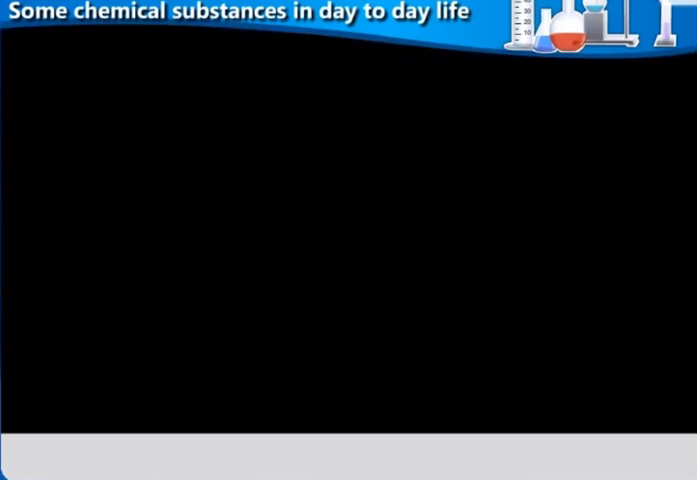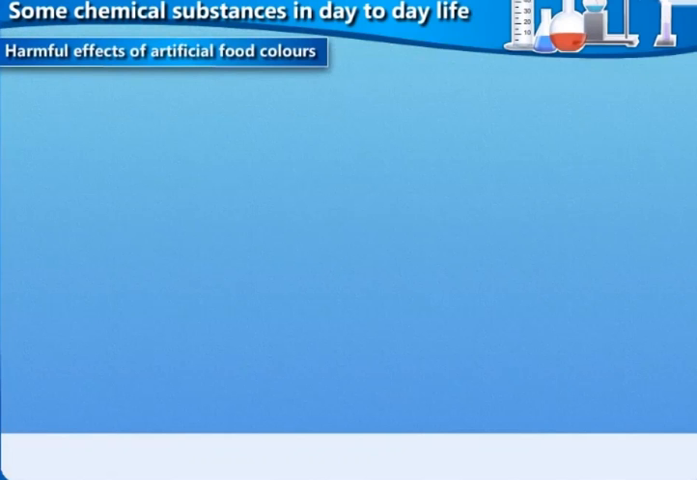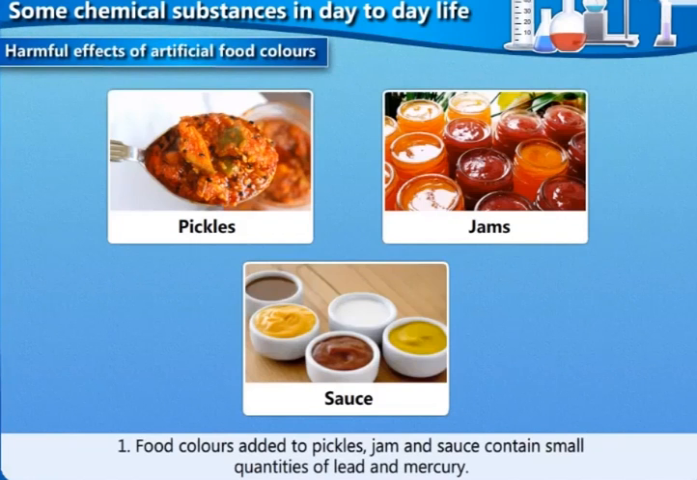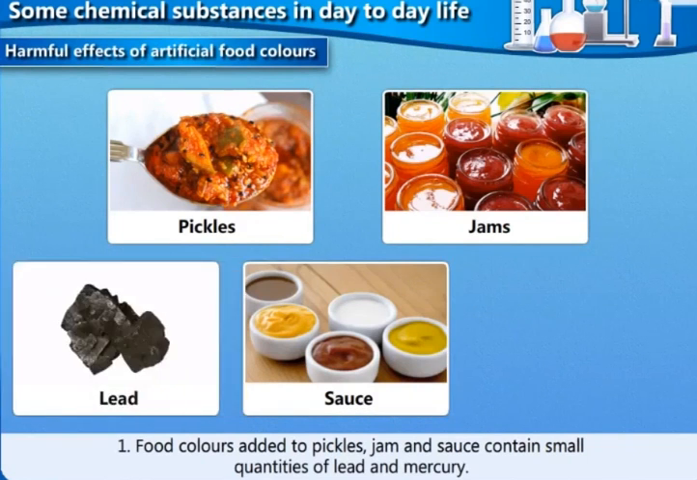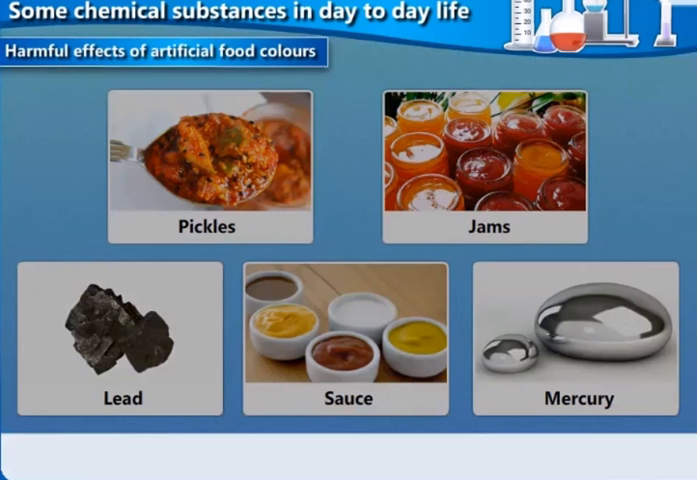So let's see what are the harmful effects of these artificial food colors now. Harmful effects of artificial food colors. 1. Food colors added to pickles, jams, and sauce contain small quantities of lead and mercury. Now, lead and mercury, as you all have studied in your lower classes also, are carcinogenic substances. In other words, they can cause cancer. They add it to all these pickles, jams and sauces, so in the long run, they can be very harmful.